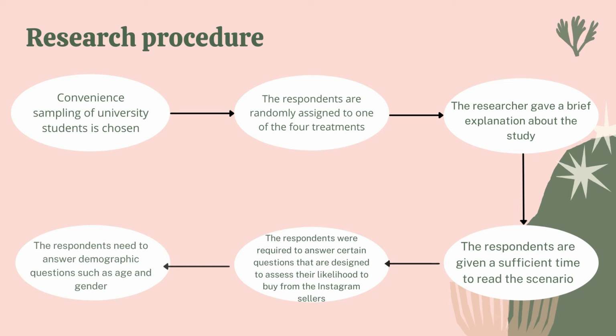In the scenario, the respondents have to imagine that they need to buy a smartphone for schoolwork and leisure purposes from an Instagram seller. Their parents are giving them enough money for that purpose. The snapshot of the Instagram seller and its product was provided to the respondents. Also, the respondents were required to answer certain questions that are designed to assess their likelihood to buy from the Instagram seller. Finally, the respondents need to answer demographic questions such as age and gender.